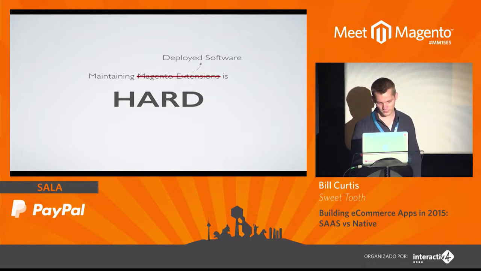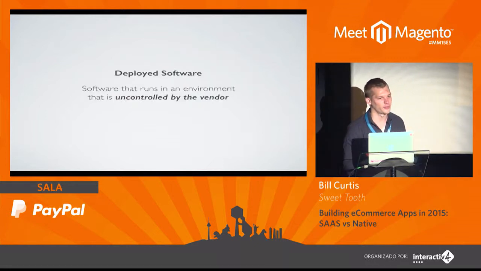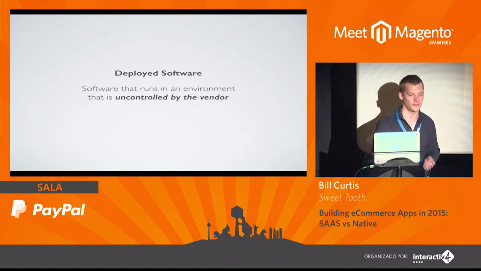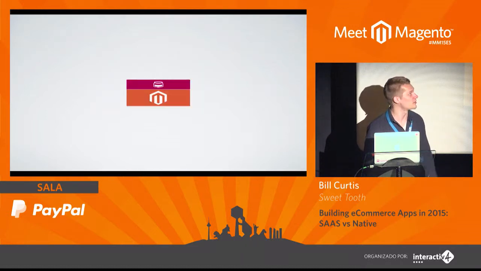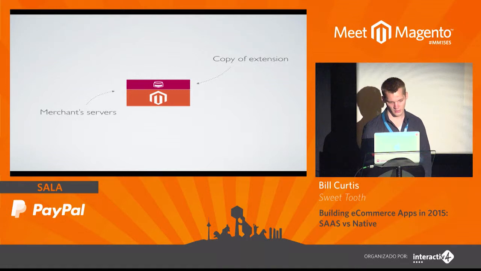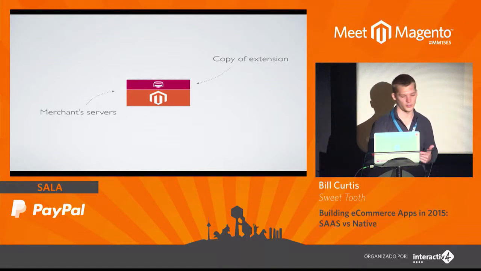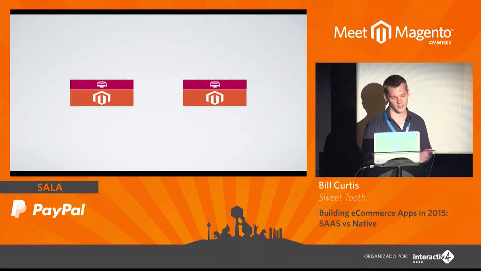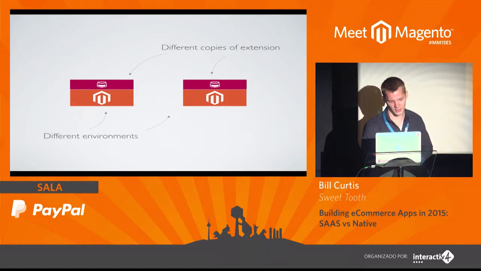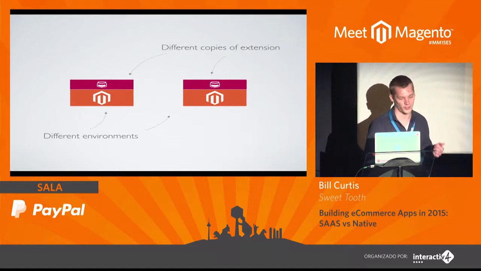So in hindsight, it's not that maintaining Magento extensions is hard, it's that maintaining deployed software in general is very hard. So deployed software has a few different connotations, but for this talk, I'd like to define it as software that runs in an environment that is uncontrolled by the vendor. So Magento extensions are a great example of this. Here's SweetTooth running on a Magento. So we have a copy of the extension, and it's running on merchant servers, which we don't control. So if another merchant installs SweetTooth, now we have two different copies of our extension, which could be one of two versions, one of many versions, and we have two different environments in which our software is run.